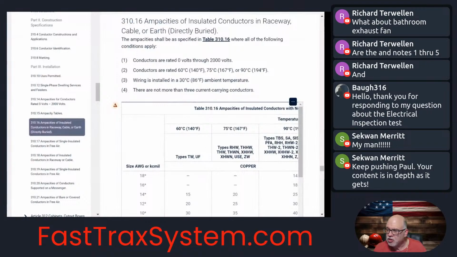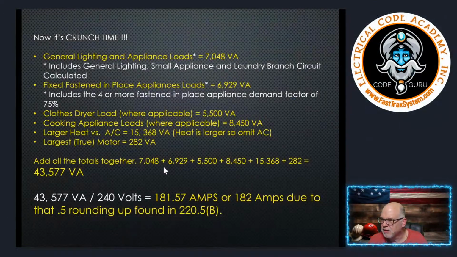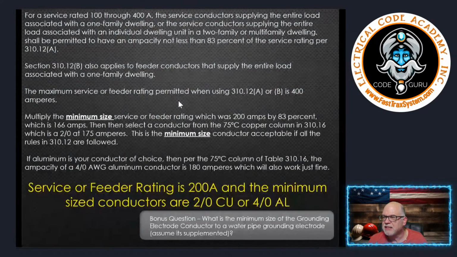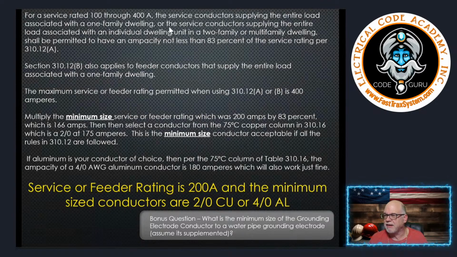All right, so in our situation now, here, we did it. We found this 200, okay? We had 182 amps, we're good to go. And we're applying it. And so it was 166 amps. We went and looked, okay? So in our case, it's a 2-aught copper or a 4-aught aluminum, okay?